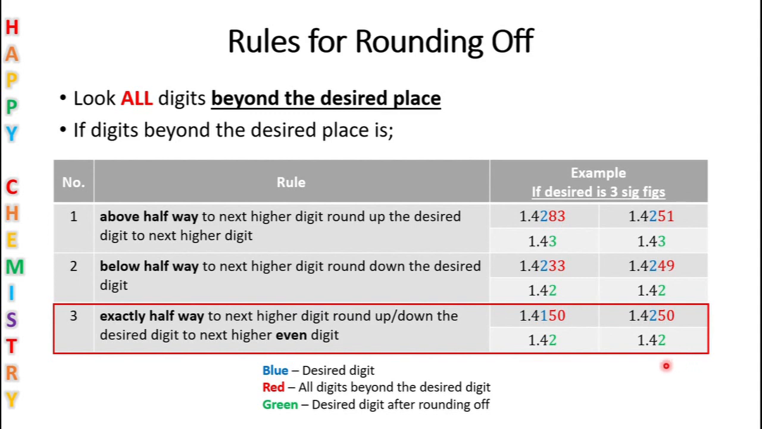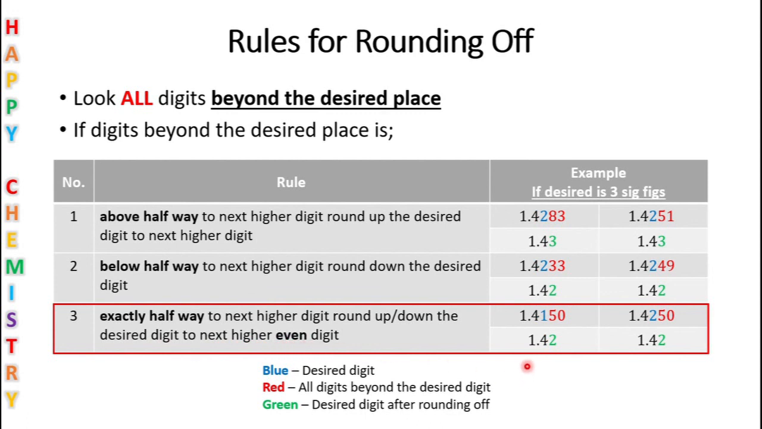The third rule is, if the digits beyond the desired place are exactly halfway to the next higher digit, then round up or round down the desired digit appropriately to the next higher even digit. I repeat, if the digits beyond the desired place are exactly halfway to the next higher digit, then round up or round down the desired digit appropriately to the next higher even digit.